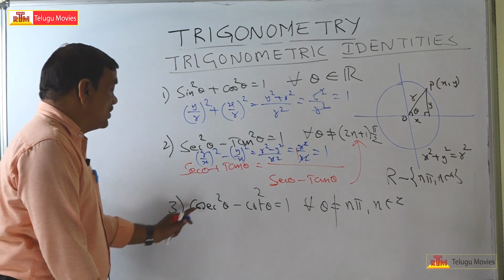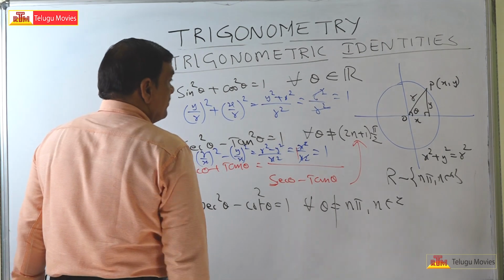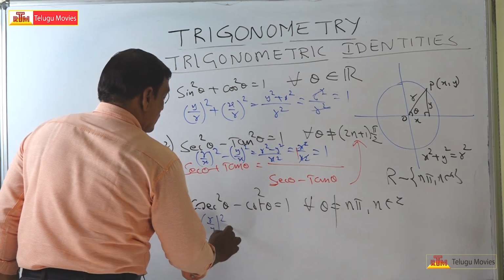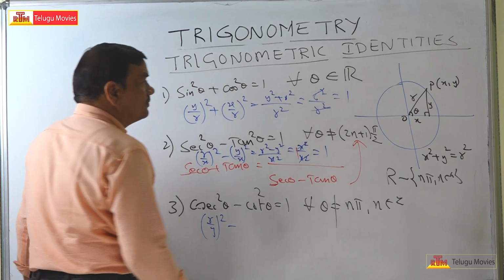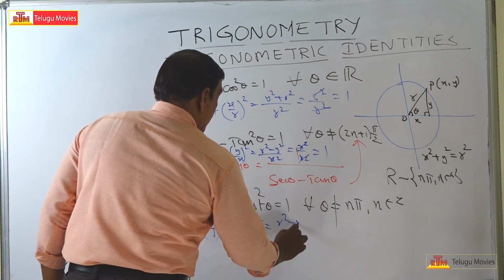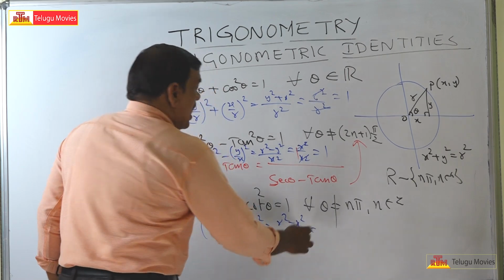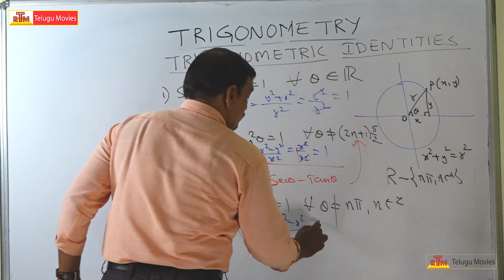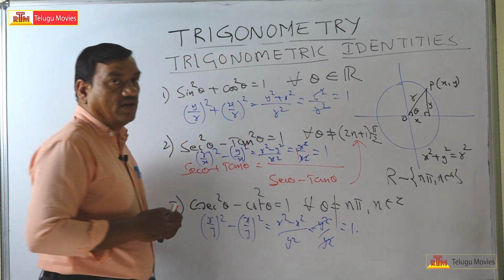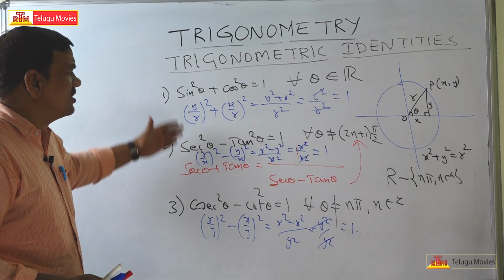Now, what is the cosecant square theta minus cot square theta definition? Cosecant theta definition is r by y, whole square, minus cot theta definition x by y, whole square. That is r square minus x square by y square. R square minus x square means y square by y square. Y square will get cancelled, and the value is 1. Understand this? So these are the proofs.